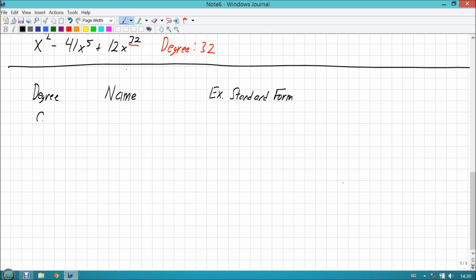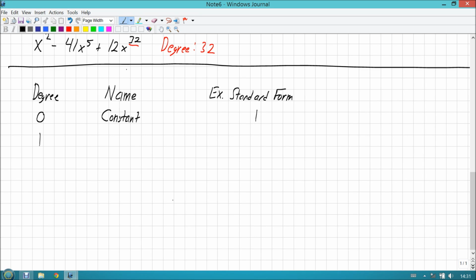So degree 0, this one is called the constant. And an example in standard form of a constant would be 1. Yeah, 1's a constant. It's really boring. Constants are always boring because they never change. It's always the same, over and over and over and over again, kind of like Scooby-Doo movies.